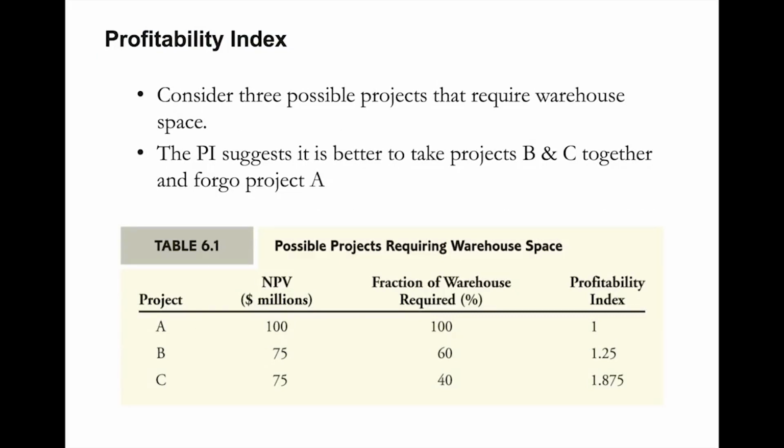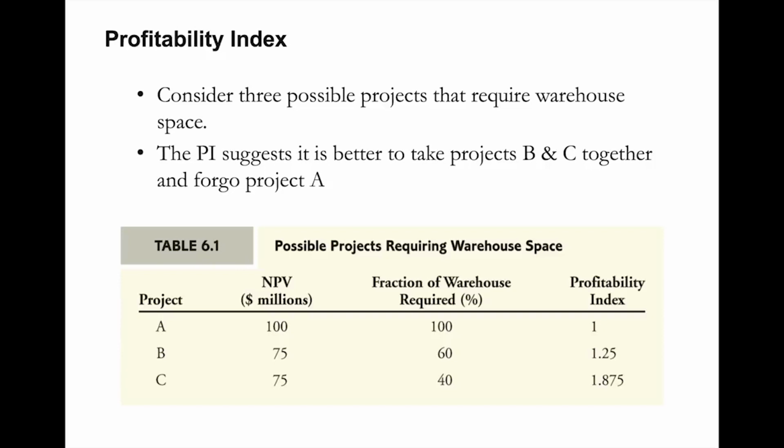So in this example, we have 3 projects that require warehouse space. Of course, there's only so much space in a warehouse that we can use for our projects. Because we've only got one warehouse, we have to choose which projects can operate within that warehouse. We can't accept all the projects because we simply don't have enough space. So our goal is to choose the projects that maximize the NPV for the amount of workspace used.